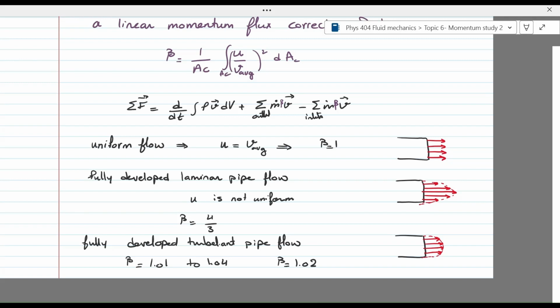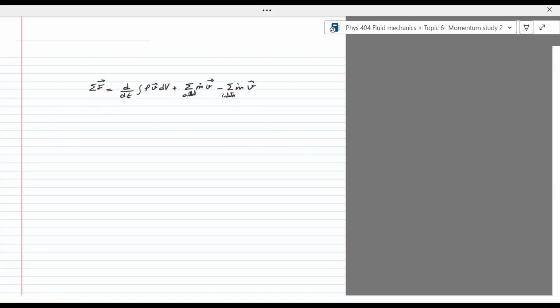Now, the next thing I can do is check the first term that I have in my equation, basically our equation. That's what we got for our equation, and we of course added the beta here. Let's look at the first term, which is basically the sum of all of the forces acting on the control volume.